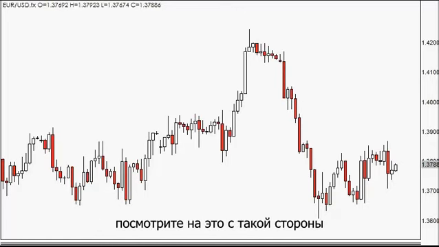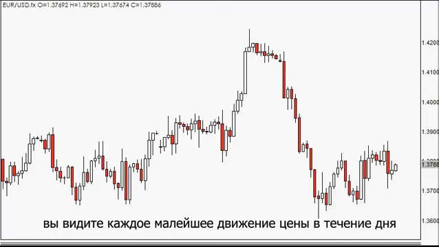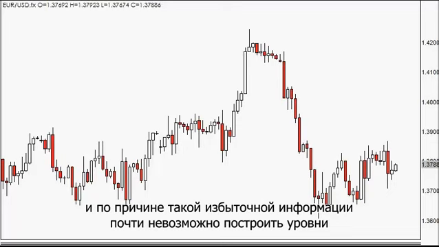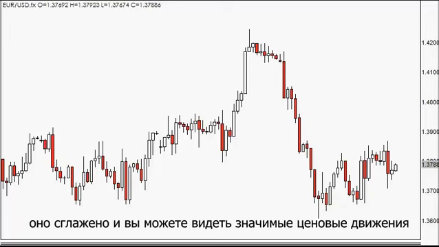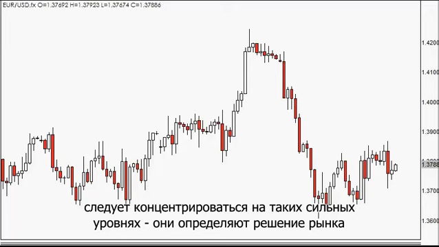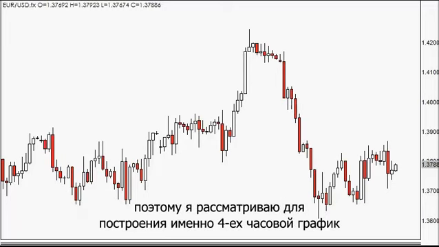Think about it this way. With a 1-minute chart, you see every little piece of price action throughout a day. And with all that data, it's almost impossible to place support resistance areas. However, when you go to a time frame like the 4-hour, price action is smoothed out and you only see the important price action. So you only see the big bounces and the big sideways movement. You want to only concentrate on the big bounces and the big sideways movement. So I always use the 4-hour chart to place my support resistance areas.